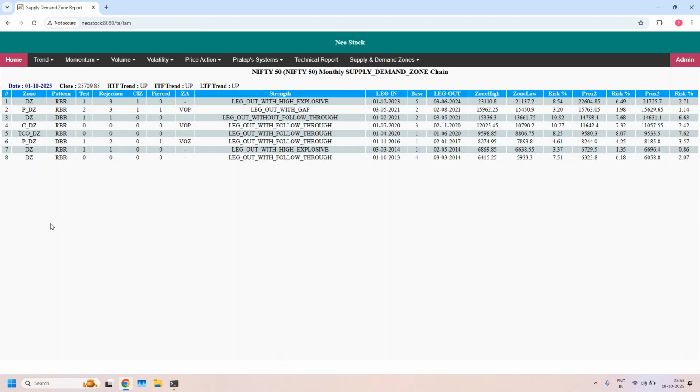Okay, this is Nifty monthly supply demand zone chain report. In any supply demand zone chain report, always look into the zone column to find the high liquidity zones. Look into the pierced column to find the pierced zones. Always look into the LTF trend to find the trend of the current time frame you have selected. You already learned one time frame higher is ITF trend, one more time frame higher is HTF trend. And remember these rules for all the supply demand zone chain reports.